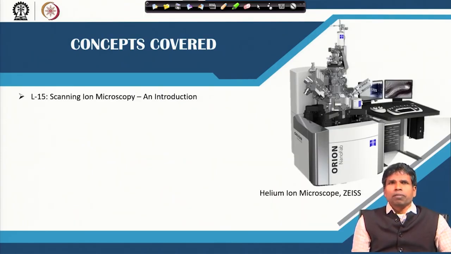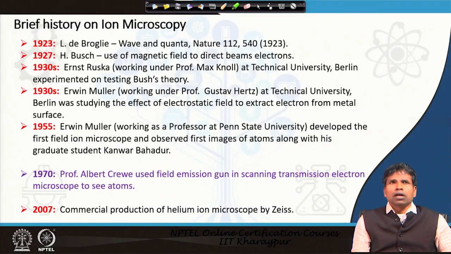If we go to the history of ion microscopy, we can first talk about de Broglie, that is, wavelength lambda is equal to h by m v. In 1923, de Broglie proposed that every particle has both wave and particle nature. Then in 1937, there was a theory on the use of a magnetic field to direct the beam of electrons, how the electron beam can be condensed and how it can be moved by using a magnetic field.